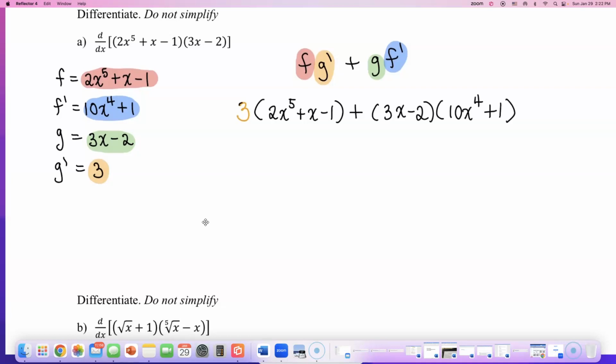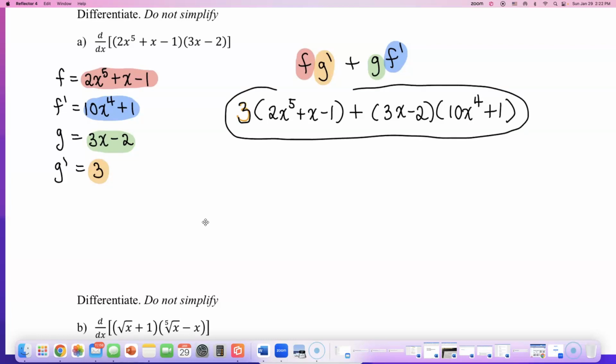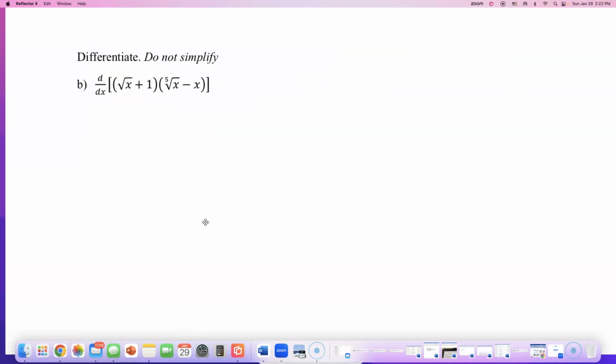So I have this 3 in front, but you know, they said don't simplify. I was about to distribute and FOIL and everything. But this is where we can stop because they said do not simplify. So that was the third example in product rule. Let's try another one down on that same page, okay?